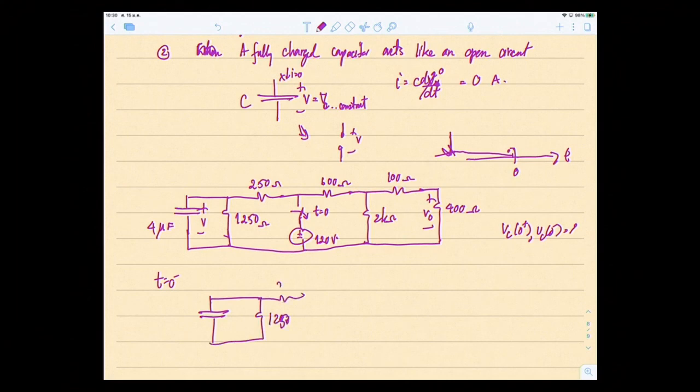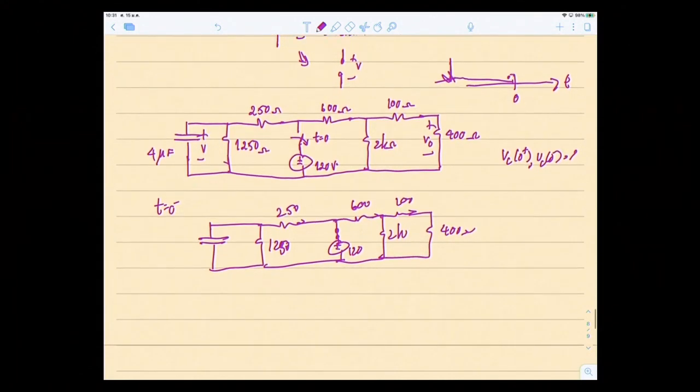50 ohms to 50. The switch was closed, right? So plus minus 120, 600, 2k, 100, 400 ohms. Okay, well, the circuit has been like this for a long time. Currents come out and go like this, split here, charging the capacitor, VC. Okay, this one goes here, like this.